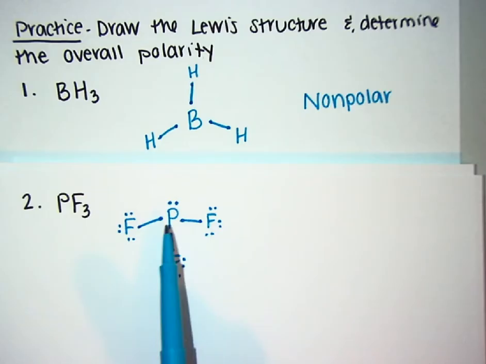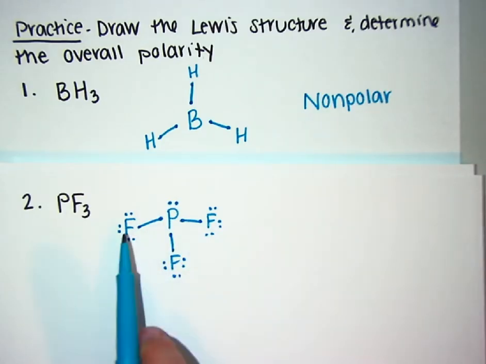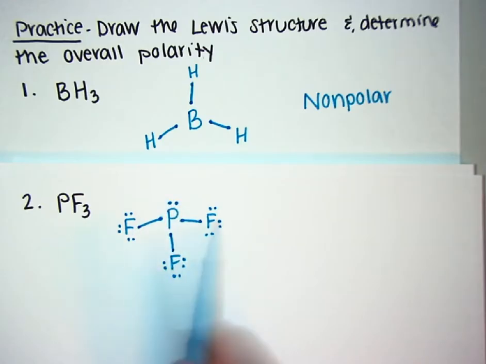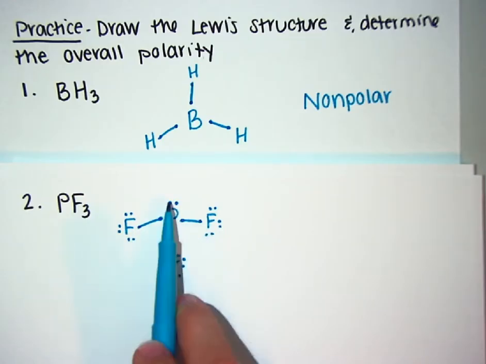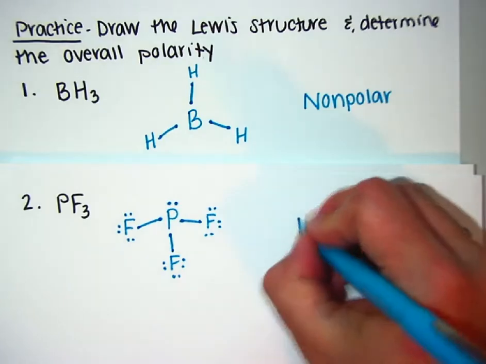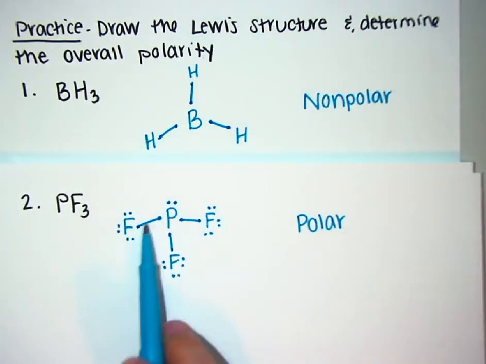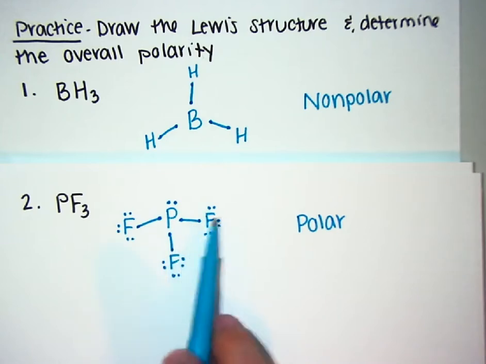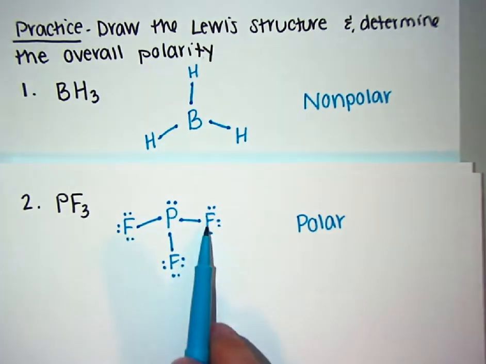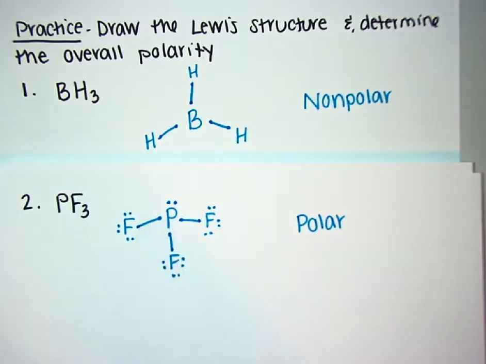All right, is everything attached to phosphorus the same? I have 4 electron regions. Fluorine, fluorine, fluorine, lone pairs of electrons. If there are lone pairs of electrons on the central atom, it is automatically polar. Again, 1, 2, 3, 4 electron regions. 3 of them are occupied by fluorine. 1 of them is occupied by that lone pair. That lone pair is going to make it polar.